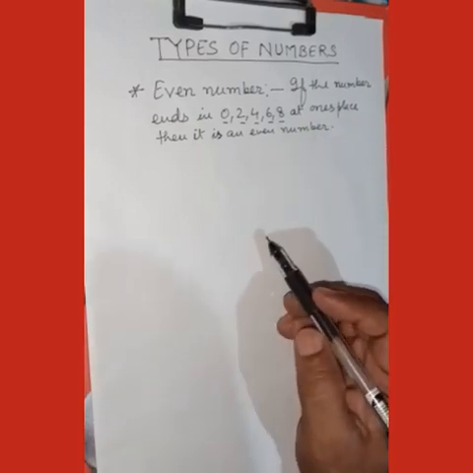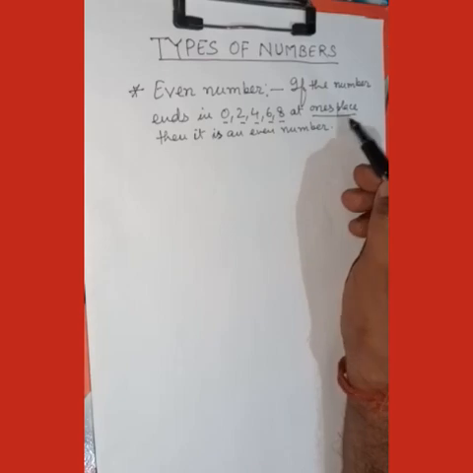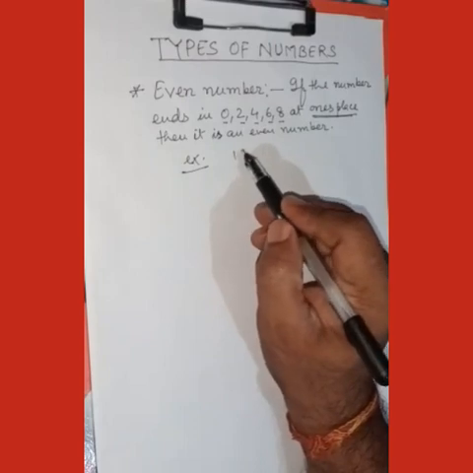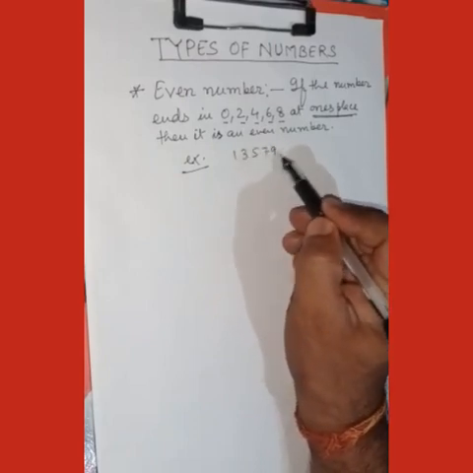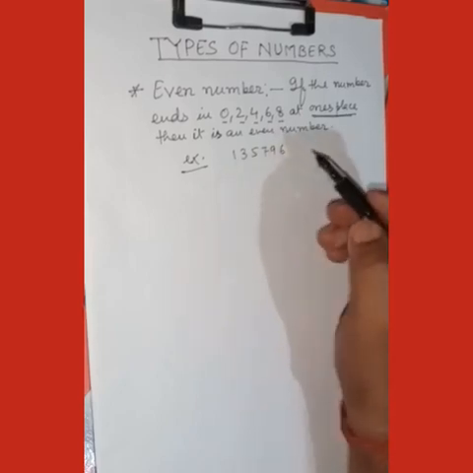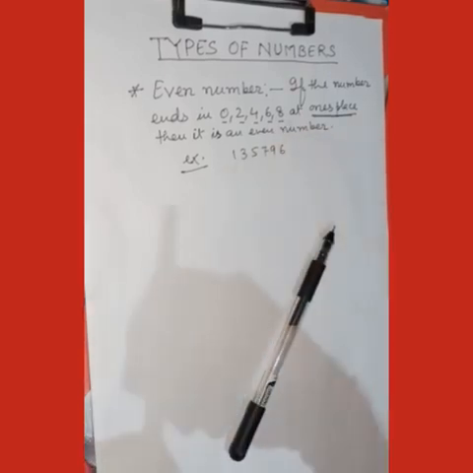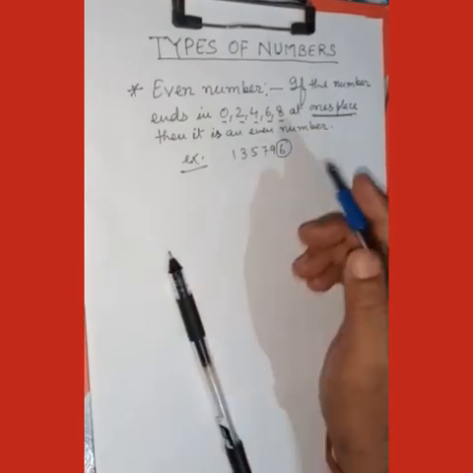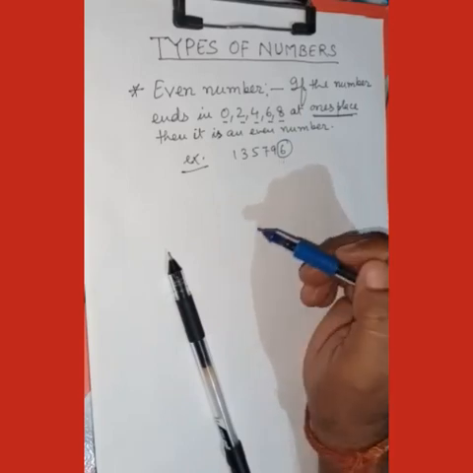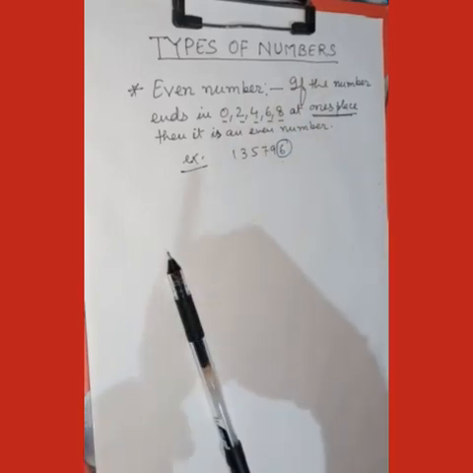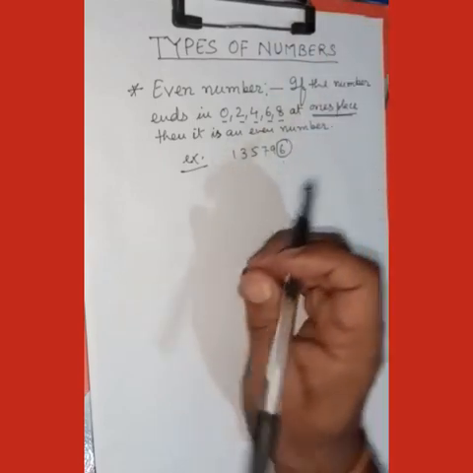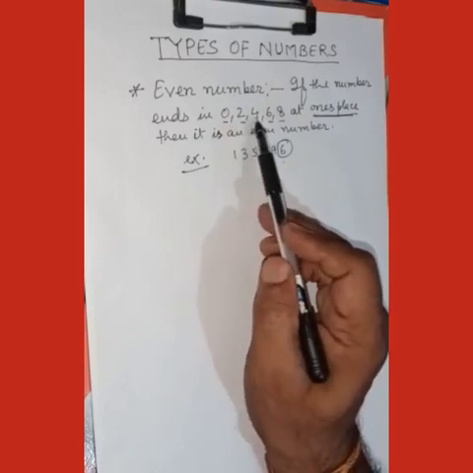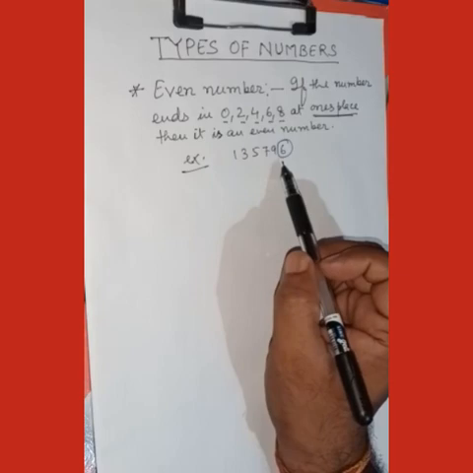Okay, now here I have written ones place. Last digit means ones place. Now see one example: 1 3 5 7 9 6. Now see here, in ones place is 6, so we can say this number is an even number. Okay student, like this we used to say even number. You have to see ones place is 0, 2, 4, 6, 8, then the number is an even number.